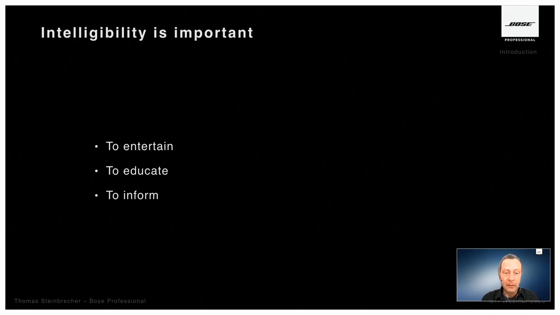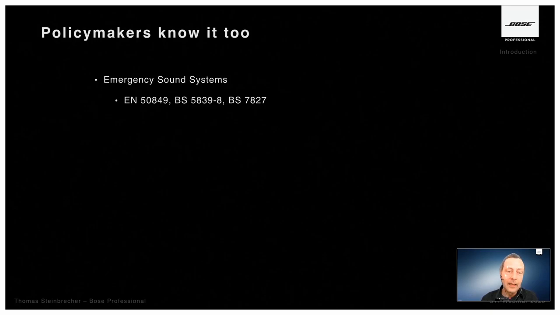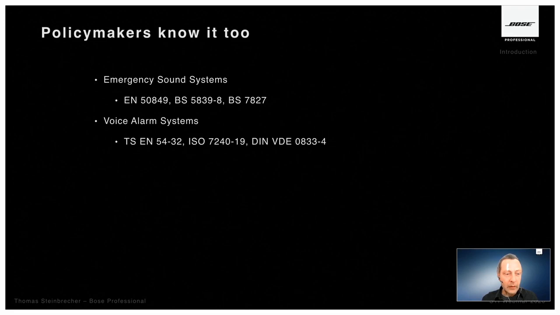Especially when it comes to the last item, policymakers know too that intelligibility is important. So we can list a couple of standards that deal with, for example, emergency sound systems. There's a relatively new European standard, and there are two older ones from the UK. There are relatively new standards that cover so-called voice alarm systems: a European technical specification, an ISO standard, and, for example, a German application standard for voice alarm systems.